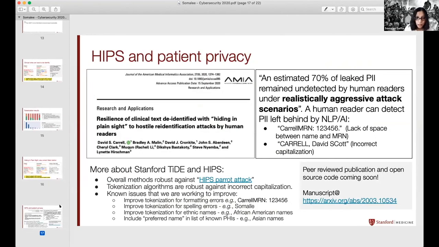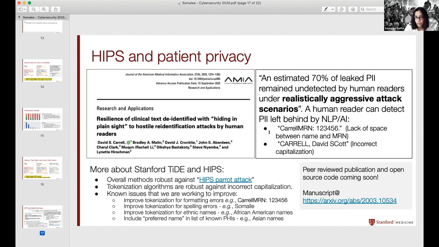Excellent mechanism. This first came out from Vanderbilt, from Bradley Malin's lab. He's a privacy researcher. He has subsequently shown in his methods that 70% of the leaked PHI or PII is undetected by human readers under realistically aggressive attacks. In these scenarios, the attackers are using all public information. They are doing searches on the university information that's available. They're searching on the clinicians whose names are available. They're doing Facebook searches. So it's a truly realistic scenario.